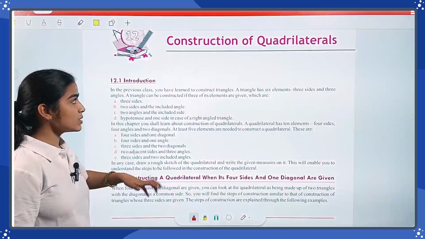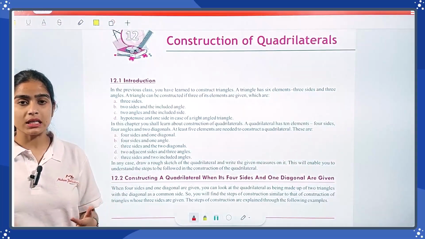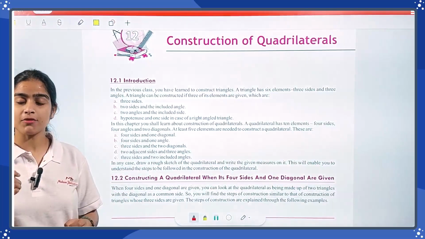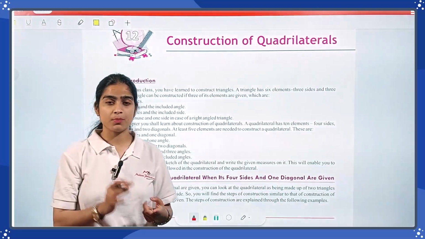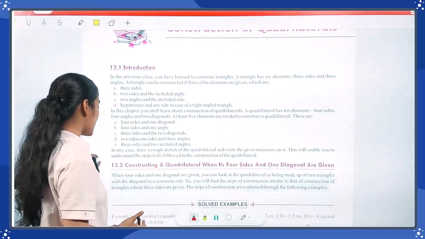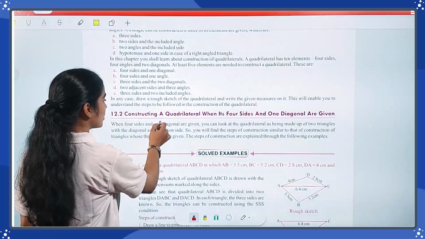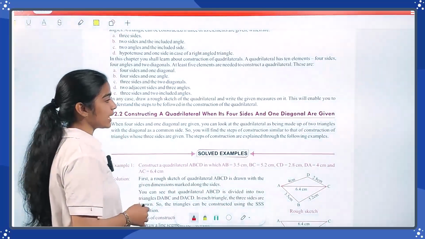Construction means you have to draw something. Now it is a geometrical type question, so just make sure you have your equipment: your ruler, your pencils, rubber, etc. Follow my instructions and try to construct the quadrilaterals with me. Now, constructing a quadrilateral when its four sides and one diagonal are given.